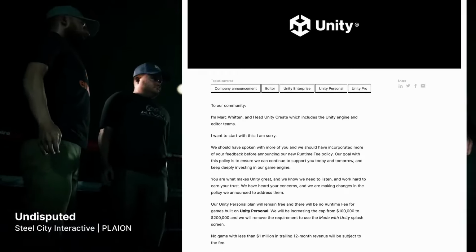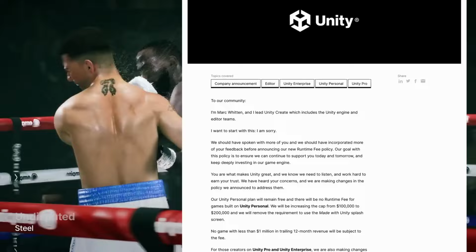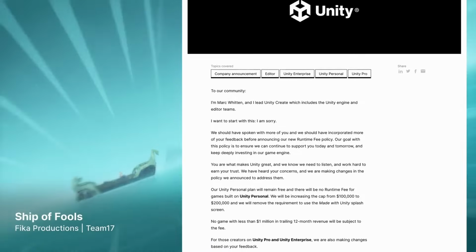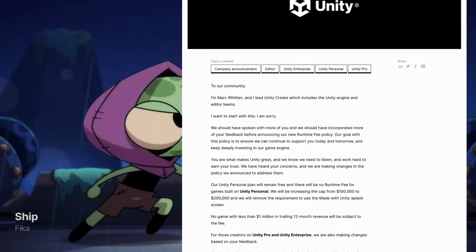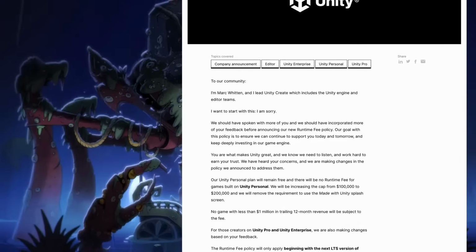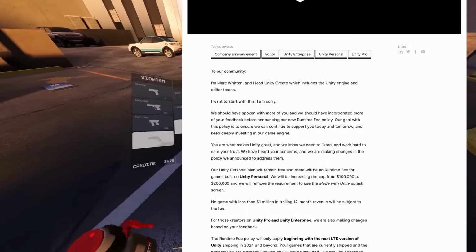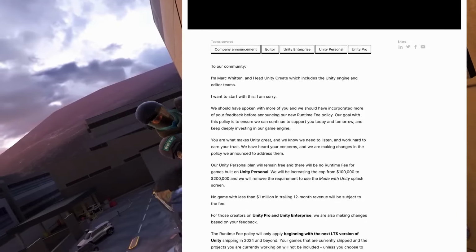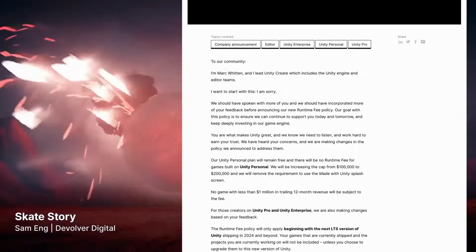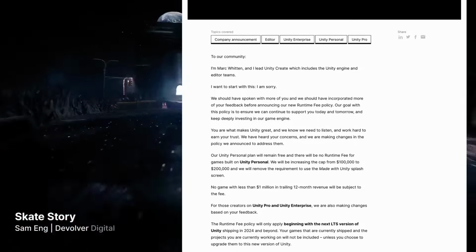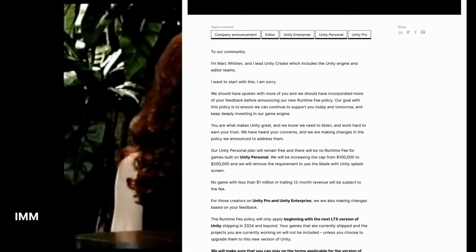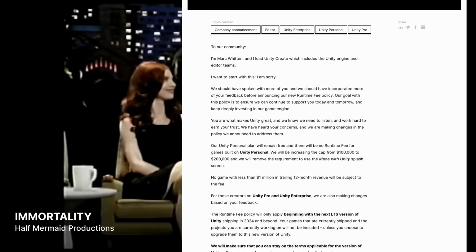He goes on to say that the Unity Personal plan will remain free and that games built with Unity Personal will not be subject to the runtime fee. As well as this, the revenue cap for Unity Personal will be increased from $100,000 to $200,000. And to top it off, Unity Personal users will be able to remove the Made with Unity splash screen going forward. He then clarifies that no game with less than $1 million in revenue in the last 12 months will be subject to the fee.